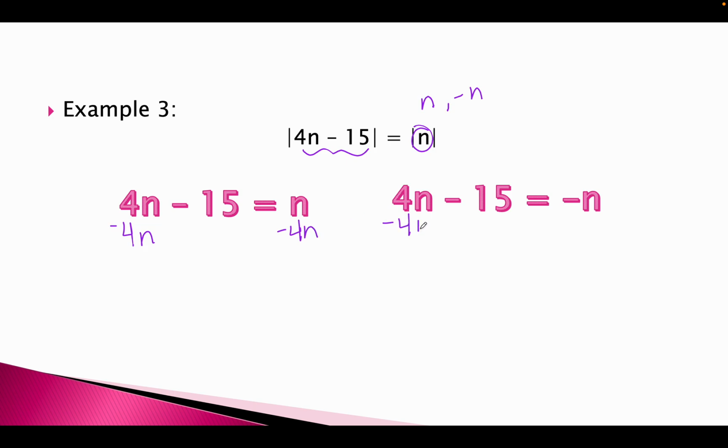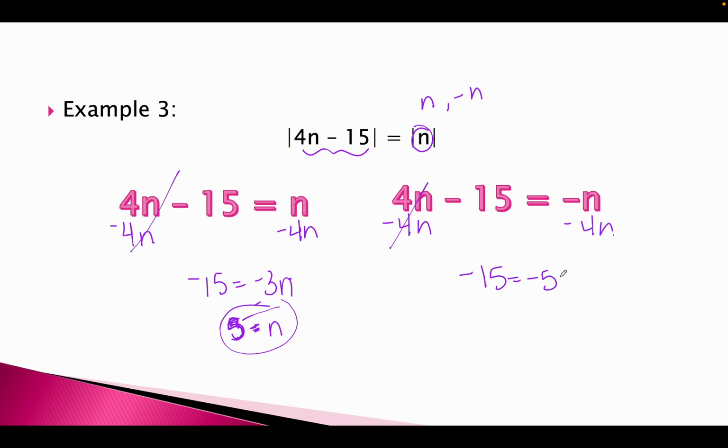We can then solve it both ways by canceling out that 4n and solving for n. That's supposed to say 5 equals n. My pen is going a little bit crazy. And over here we have 3 equals n.